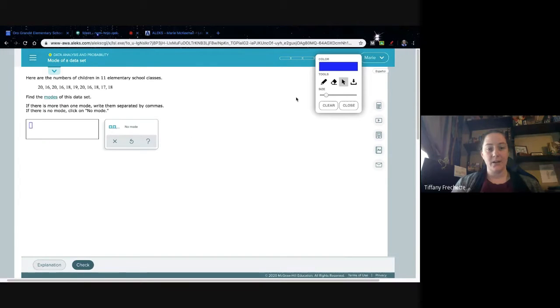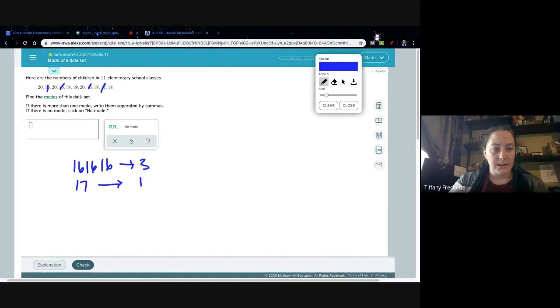All right, so let's go ahead and start doing this. So we have, here are the numbers of children in 11 elementary schools. So we want to put them in order from least to greatest, and I think 16 is my smallest number. So I have 16, 16, 16, and that's 3 of those. And I know I didn't space these very nicely. And then I have 17 here. And then, let's see, 18, 18.